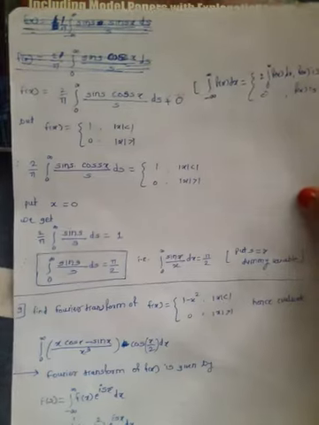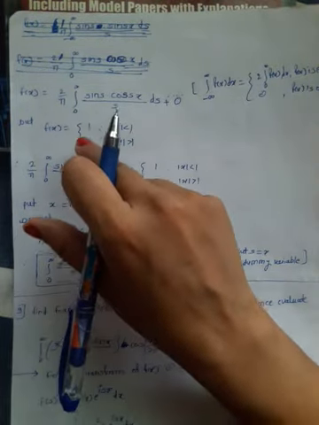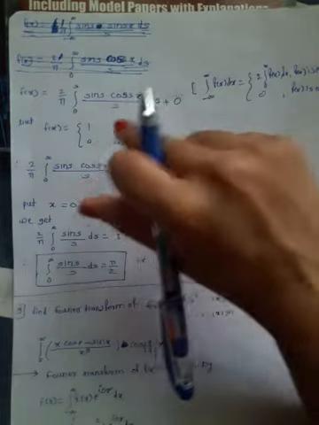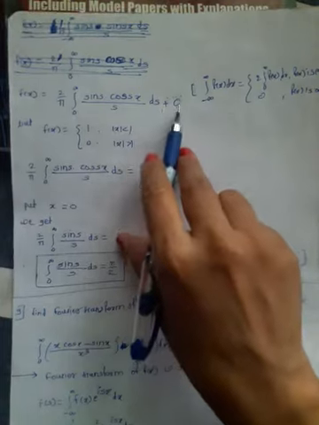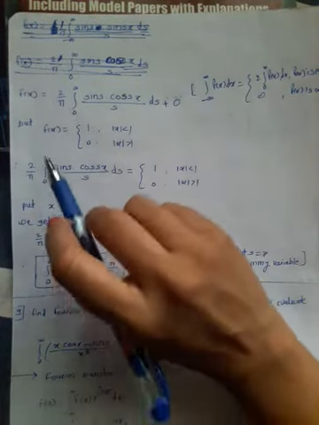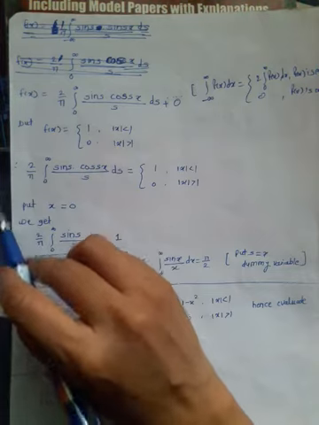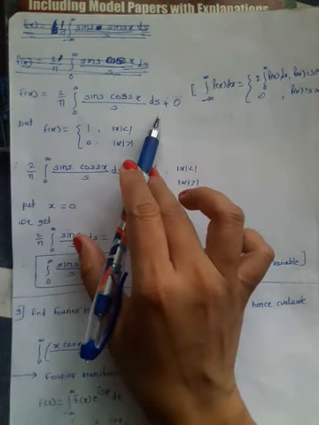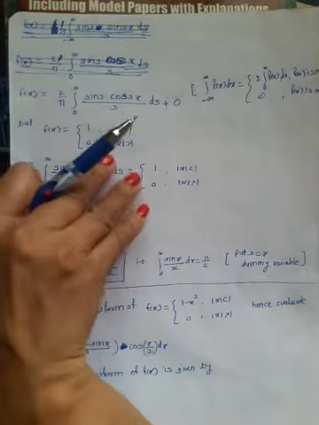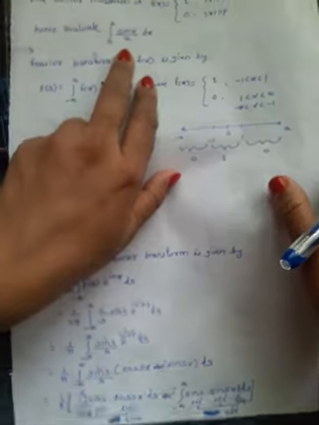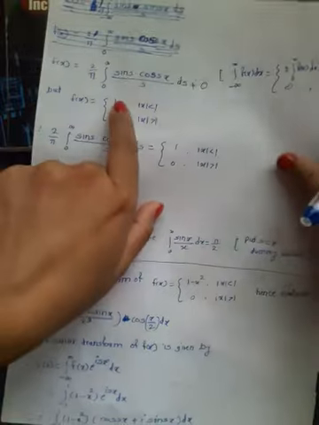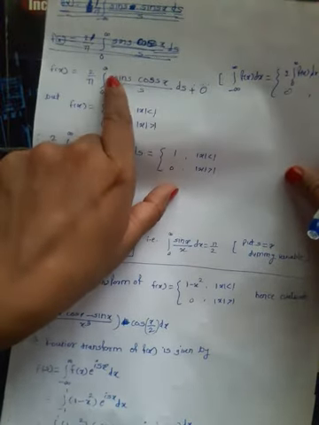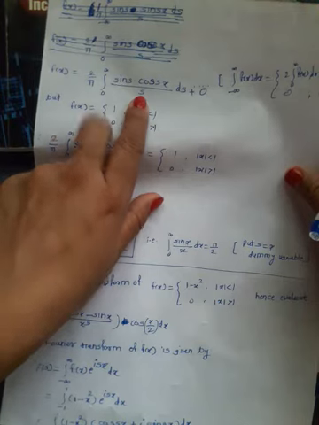Therefore, f(x) is 2 upon pi, 2 times the integral from 0 to infinity of sin s cos sx upon s ds, and plus the next integration is 0. This is our result. Now we have to find this integration, 0 to infinity of sin x upon x dx, and we get this integration, 0 to infinity sin s upon s, is only there.